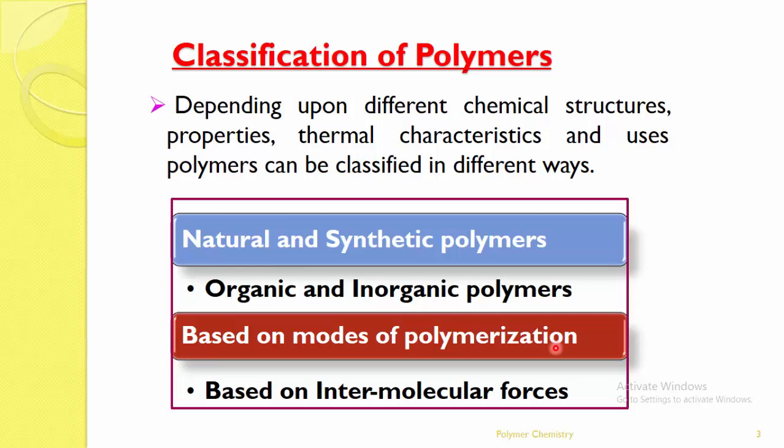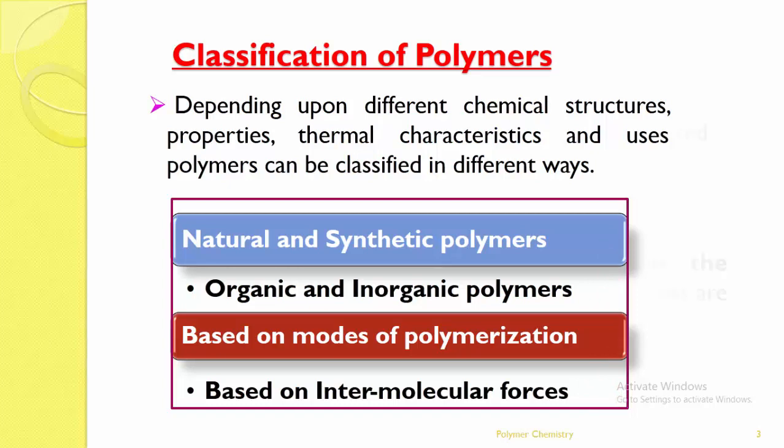Here we can see the polymers can be classified depending upon their different chemical structures, properties, thermal characteristics and uses. With the help of these four, polymers are classified into four general categories. We can see here: natural and synthetic polymers, organic and inorganic polymers, based on modes of polymerization, and based on intermolecular forces. So these are the four general categories into which polymers can be classified.